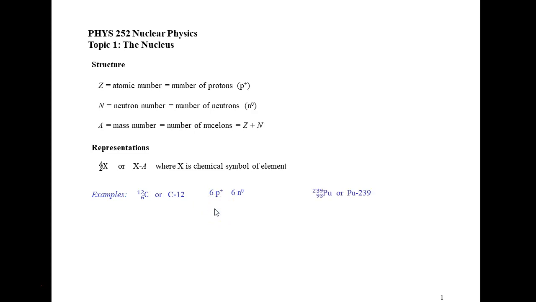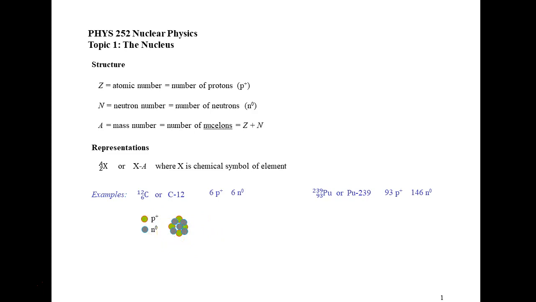What about plutonium-239? How many protons does plutonium-239 have, and how many neutrons? It'll have 93 protons, the atomic number, and then the difference between 239 and 93, that's the number of neutrons, 146.